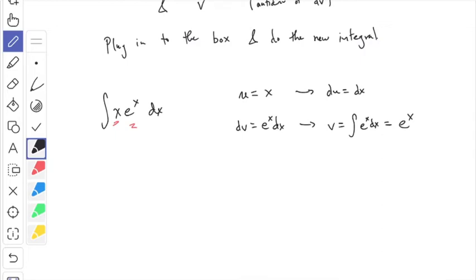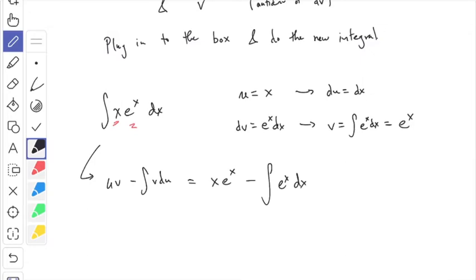Okay, and now I'm going to plug all of this into the integration by parts formula. So I go uv minus integral v du, right? This is the integration by parts formula. And it equals u is x, v is e to the x, minus integral, v is e to the x, du is dx, like that. So this is what I get from the integration by parts formula: x e to the x minus integral e to the x dx.